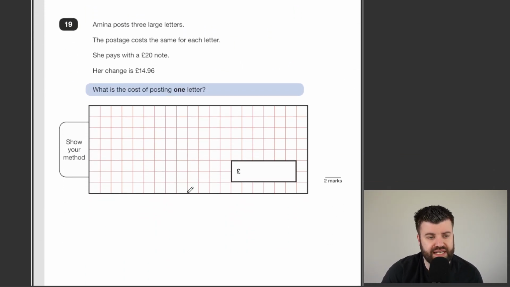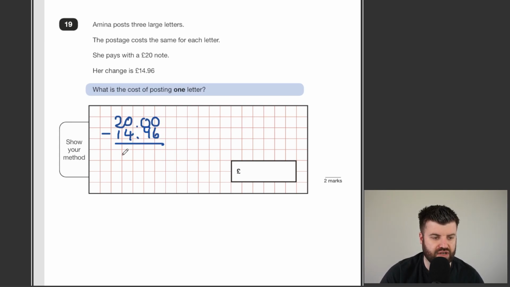Amina posts 3 large letters. The postage costs the same for each letter. She pays with a £20 note and she gets change of £14.96. What is the cost of posting 1 letter? Well, the first thing we need to figure out is how much it cost for the 3 letters. So let's take her £20 note, which I'm going to write as 20.00, and take away her change, because this will show me exactly how much it cost her.